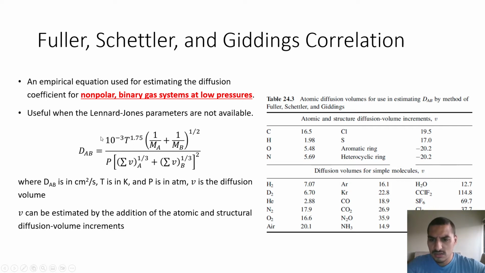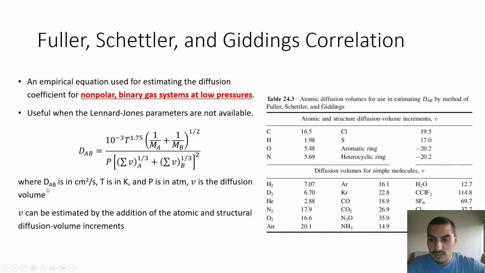You'd see that it is a constant multiplied by T. This is T power 1.75. In Hirschfelder's equation, it was only 1.5. It's also inversely proportional to the sum of the molecular weights and inversely proportional to the pressure. But instead of having omega d and sigma, we have these V.